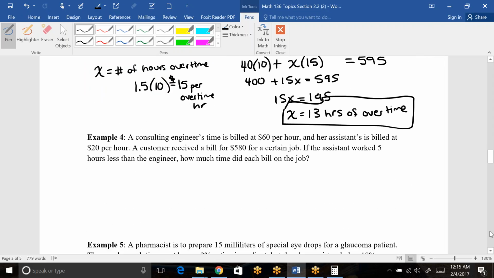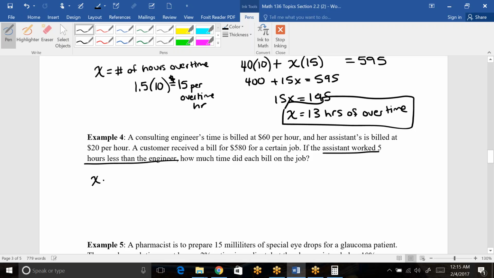Number 4, a consulting engineer's time is billed at $60 per hour. Her assistant is billed at $20 per hour. A customer receives a bill for $580 for a certain job. What we know about this group is that the assistant worked 5 hours less than the engineer. So how much time did each person get on the job?